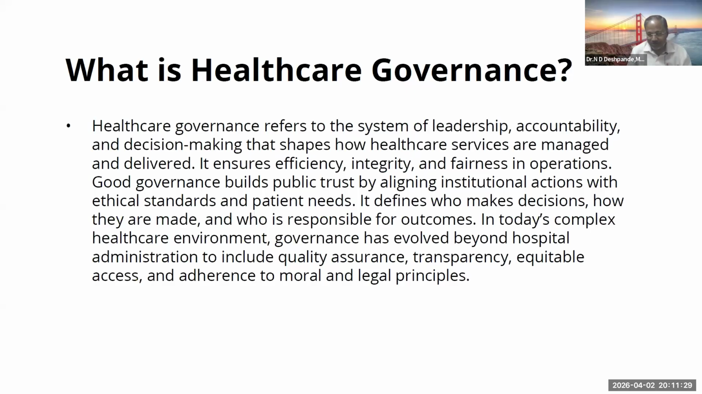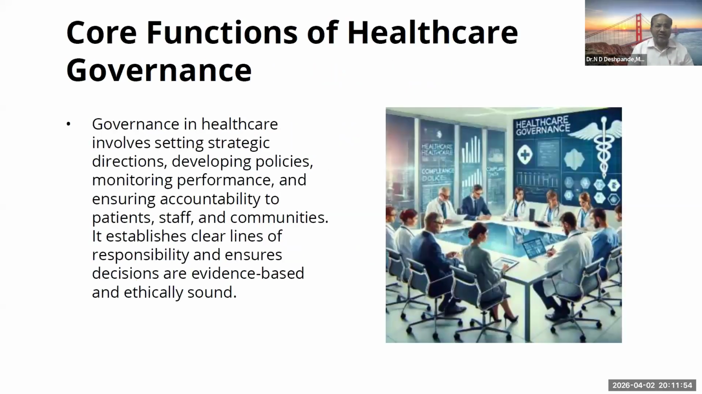So it's not just one hospital or two hospitals. It should include people from quality assurance, people who are able to ensure compliance and transparency for equitable access for all the people concerned, IT people, and adherence to moral and legal principles. So people from different sectors within the same healthcare system have to come together in order to assure healthcare governance.